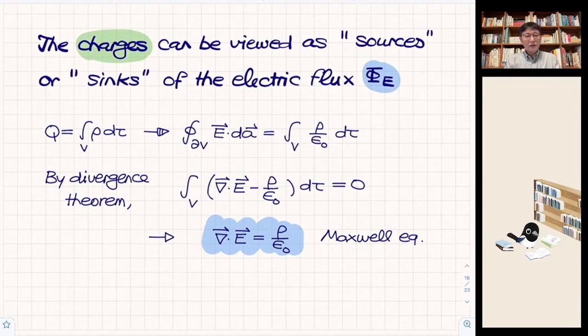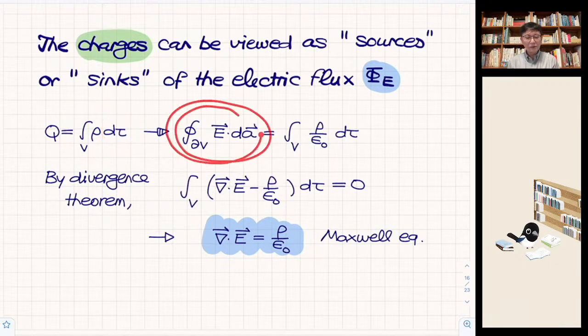And here, I would like to provide a little bit more physics interpretation. Inspired by the Gauss law that we found before, the charges can actually be viewed as sources or sinks of the electric flux. As you can see, it's emitting the electric flux, or it's sucking the electric flux if the charge is negative. So again, Q can be written as a charge density integrated over volume.